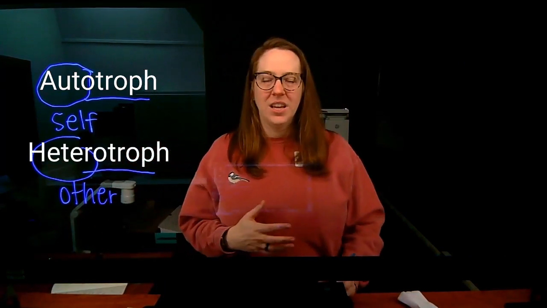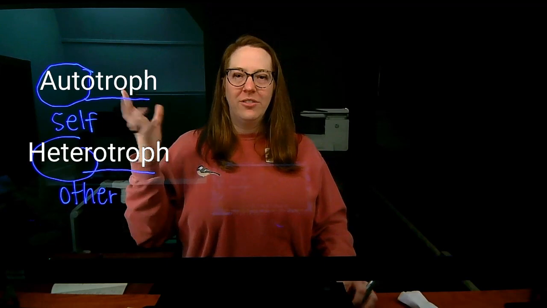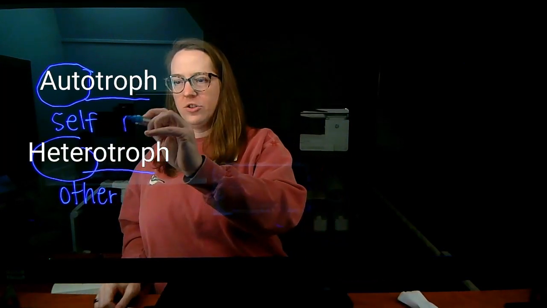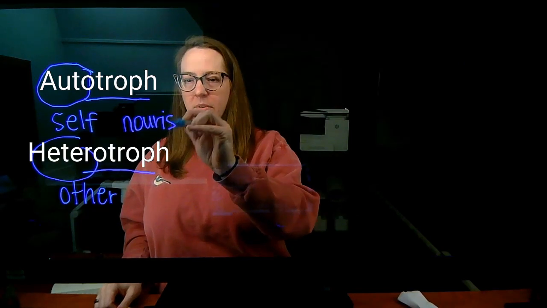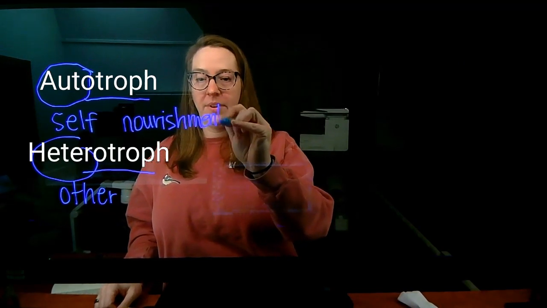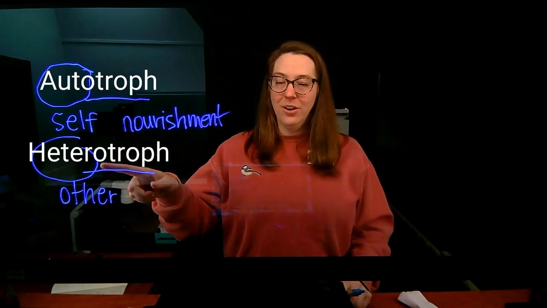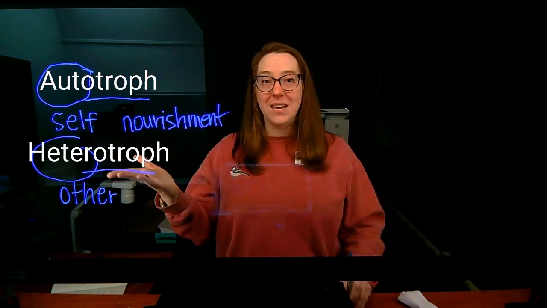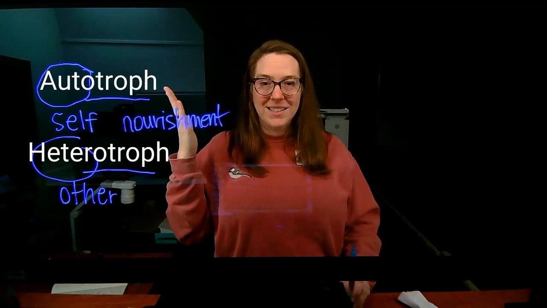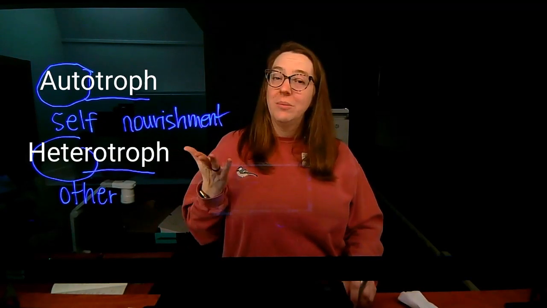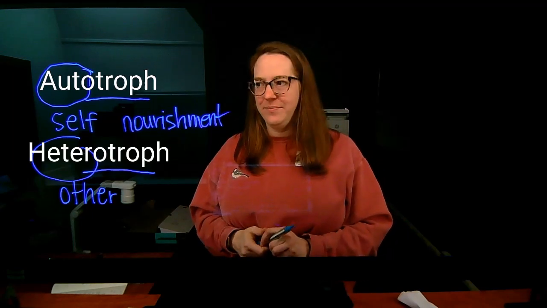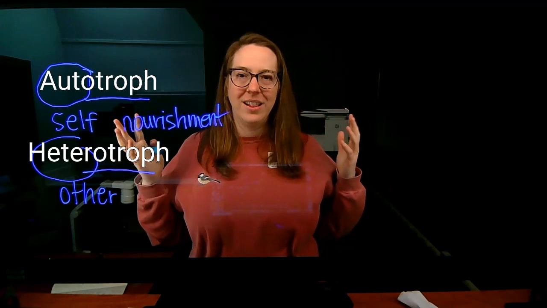or different. So an autotroph feeds themselves. They get food, troph, this is like nourishment, from themselves. A heterotroph gets nourishment from something else. So an example of an autotroph would be a plant. And an example of a heterotroph would be you and me. We eat things to help us survive. And we figured it out by decoding that word.